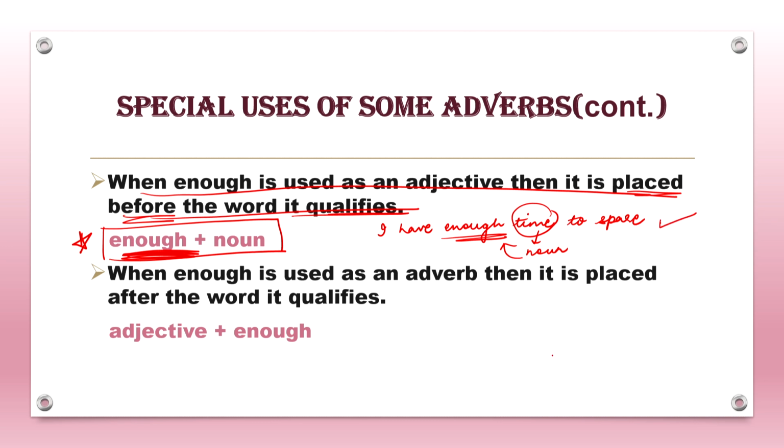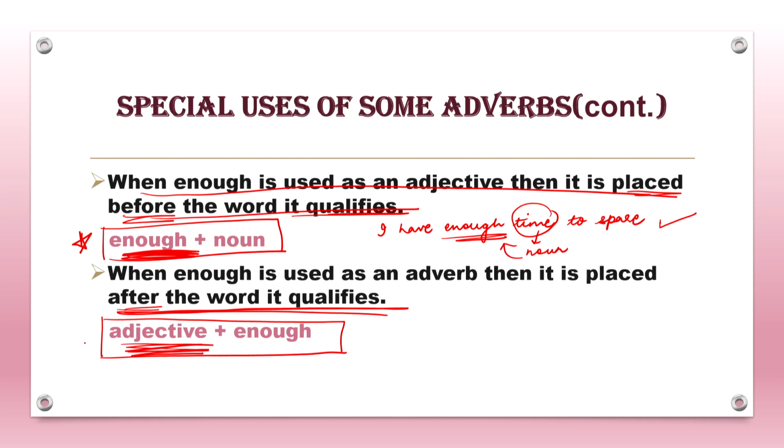Now, next, when enough is used as an adverb, then it is placed after the word it qualifies. So, basically enough is used after your adjectives. Again, this is important. When an adjective is coming in a sentence, enough will be placed after it. Now, for example, I will give you a sentence, tell me whether it is correct or not.